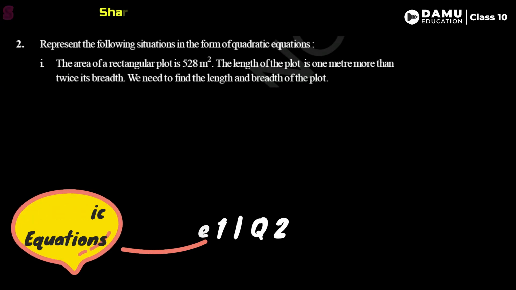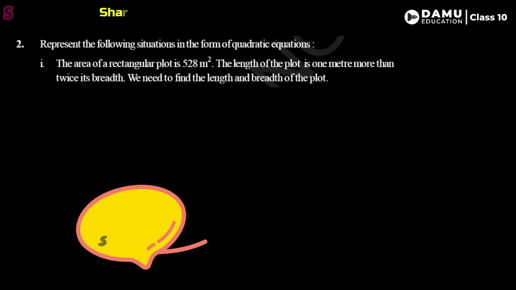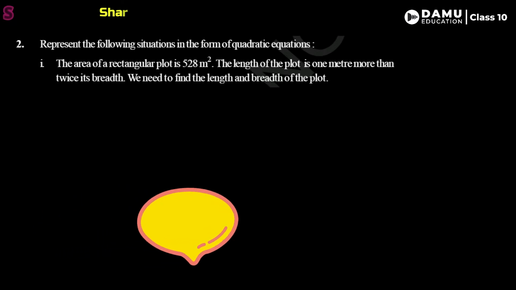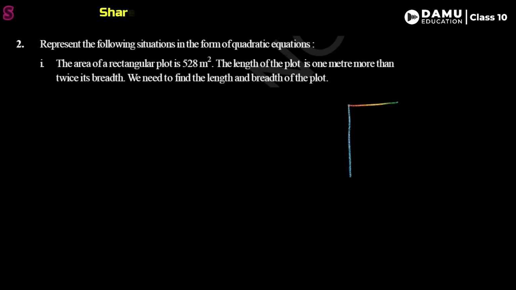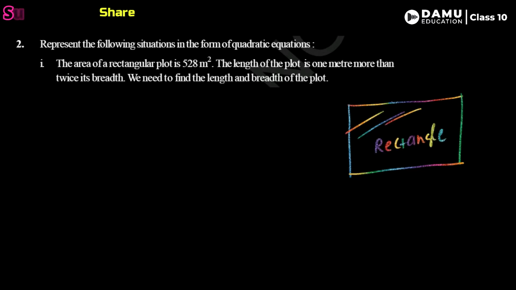Let's draw one rectangular plot. The length is 1 meter more than twice its breadth. This is the rectangle, this is the length and this is the breadth. Length is capital L and breadth is capital B.